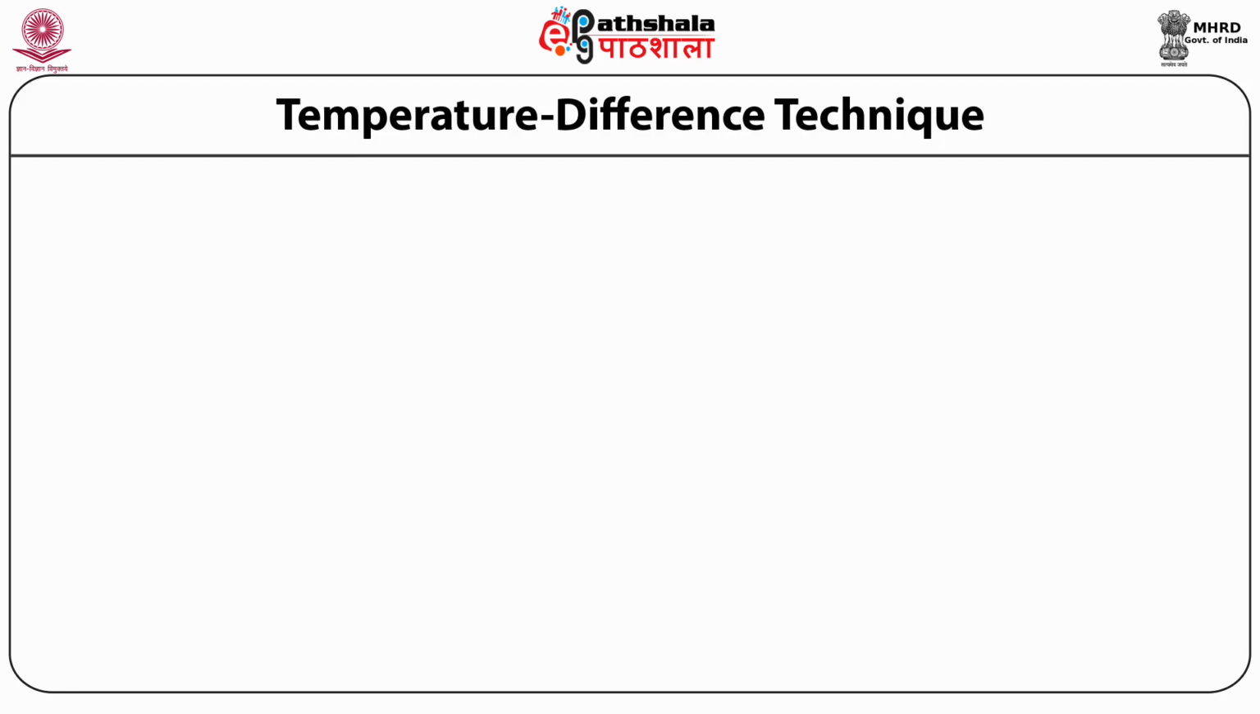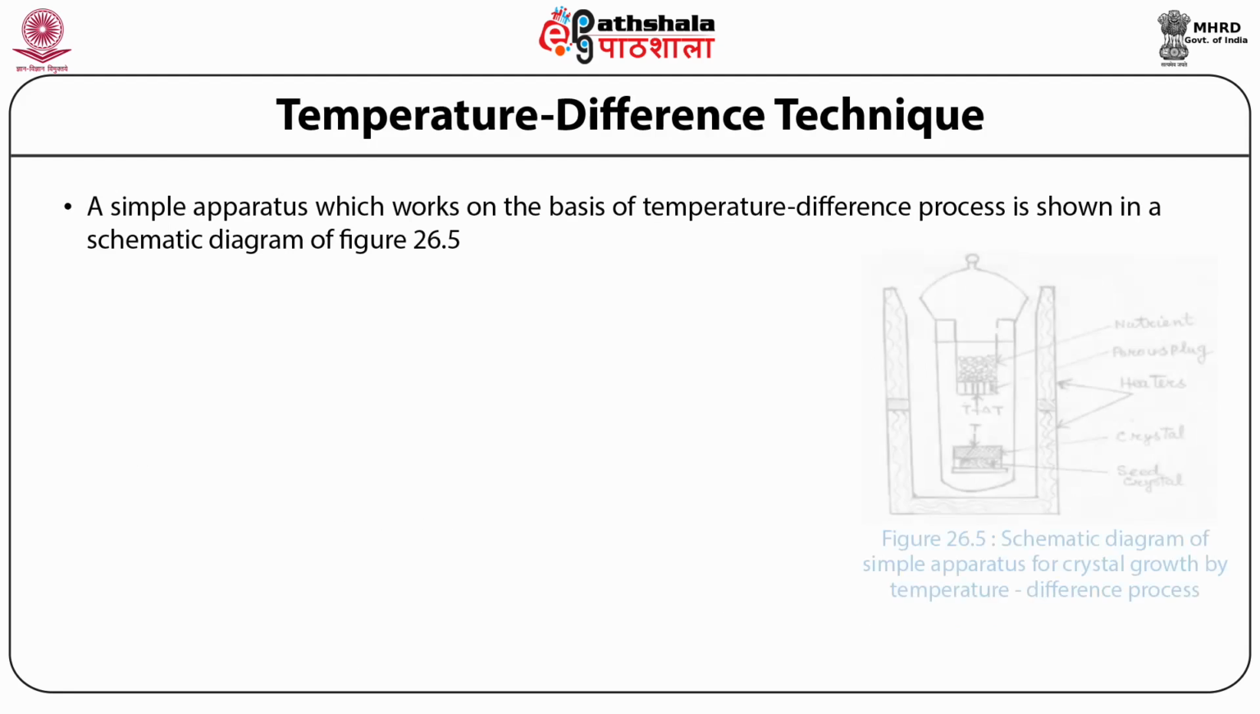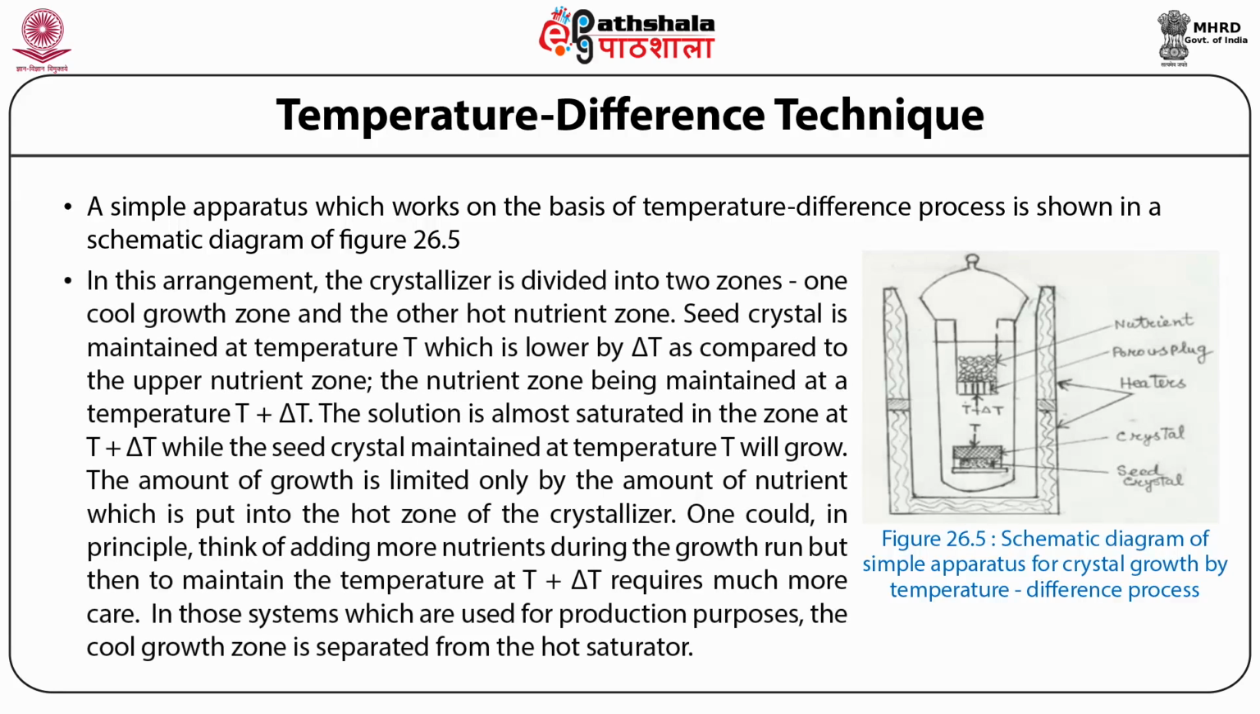Temperature difference technique. A simple apparatus which works on the basis of the temperature difference process is shown in a schematic diagram of figure 26.5. In this arrangement, the crystallizer is divided into 2 zones, one cool growth zone and the other hot nutrient zone. Seed crystal is maintained at temperature T, which is lower by delta T as compared to the upper nutrient zone. The nutrient zone is maintained at a temperature T plus delta T.